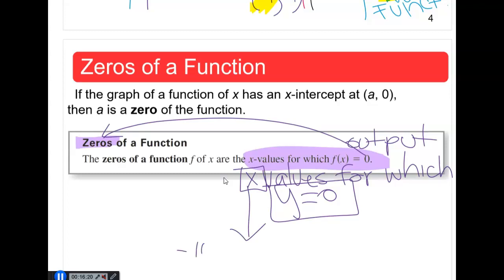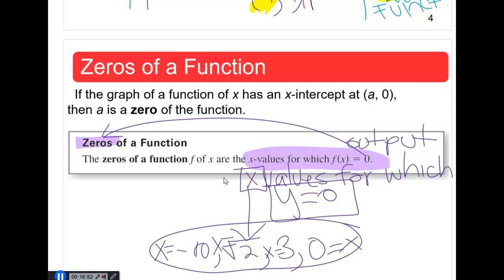They could be negative numbers. They could be irrational numbers. They could be integers, positive integers. They could even be 0. But all of these are x values. And if the y value that corresponds to it happens to be 0, then we consider them the zeros of the function.